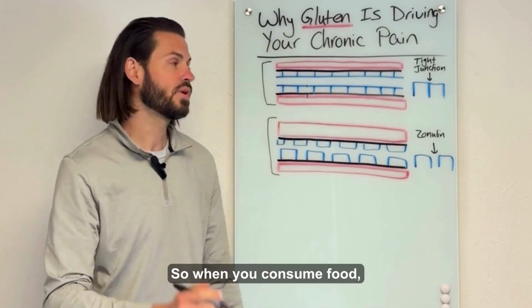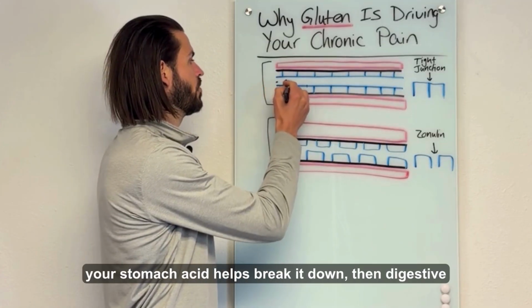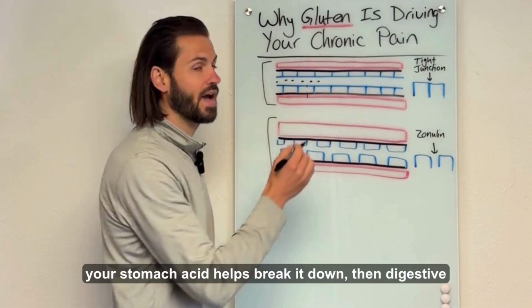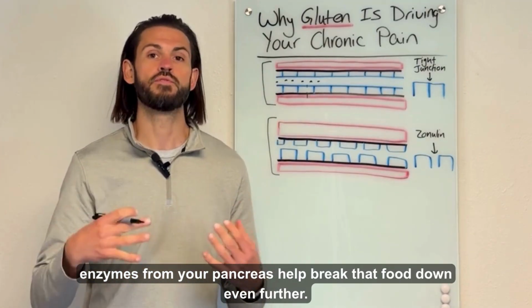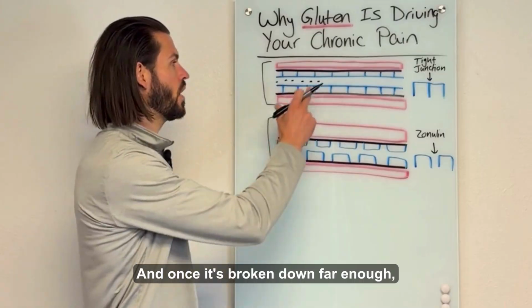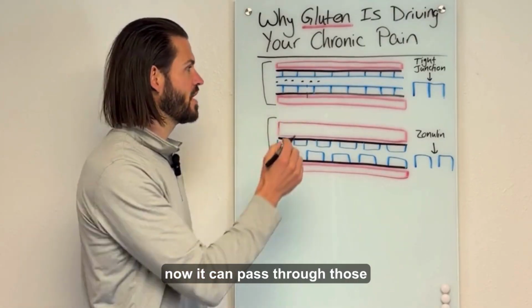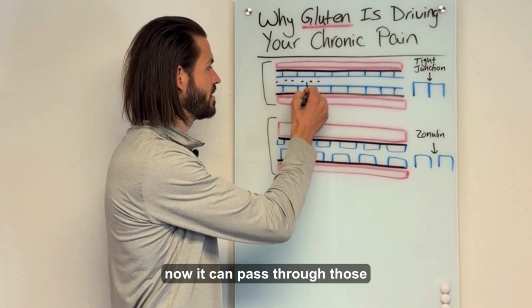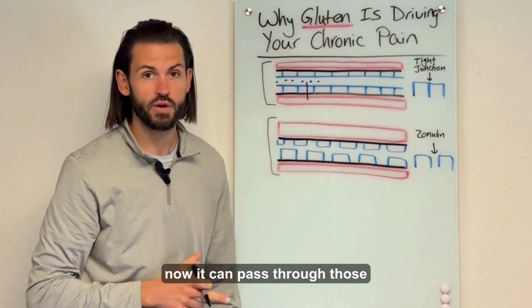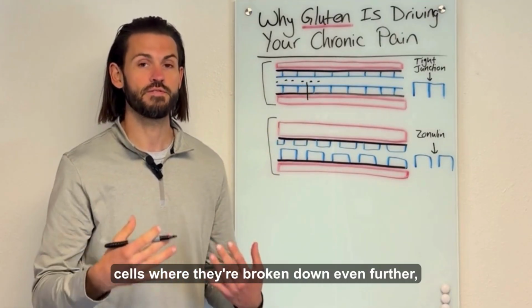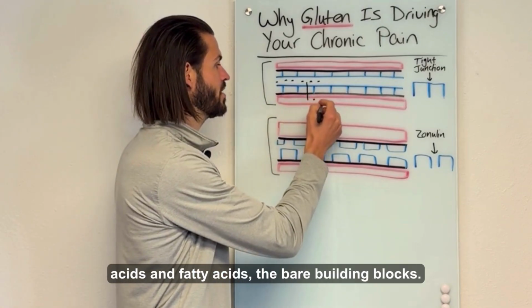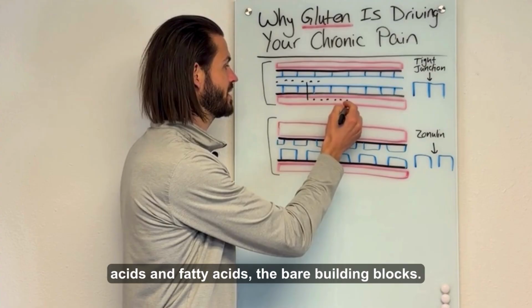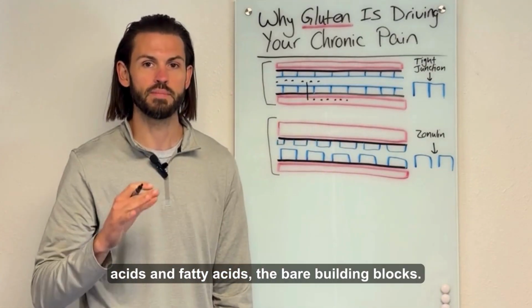digestion. So when you consume food, your stomach acid helps break it down. Then digestive enzymes from your pancreas help break that food down even further. And once it's broken down far enough, now it can pass through those cells where they're broken down even further, and they go into your bloodstream as amino acids and fatty acids, the bare building blocks.